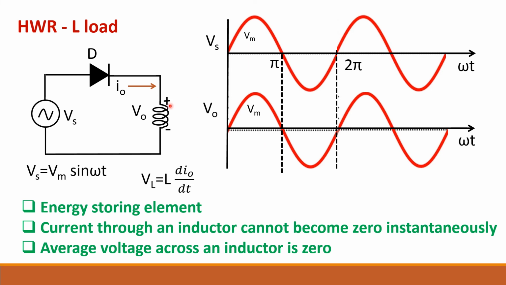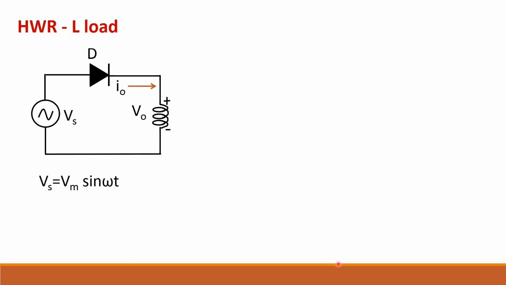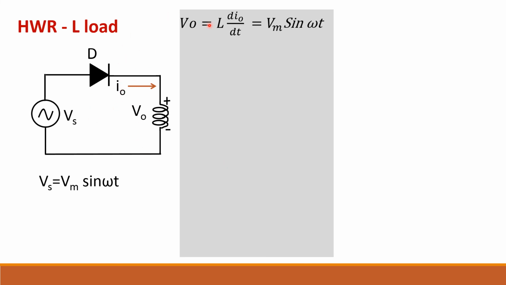So now let us find what the I0 waveform is. We have found the V0 waveform. Now we will find the I0 waveform. To find the I0 waveform, we have to write the equation. V0 is given by L into di by dt, that is V0 is equal to the supply voltage, that is Vm sin omega t. Now you find I0 from this equation.